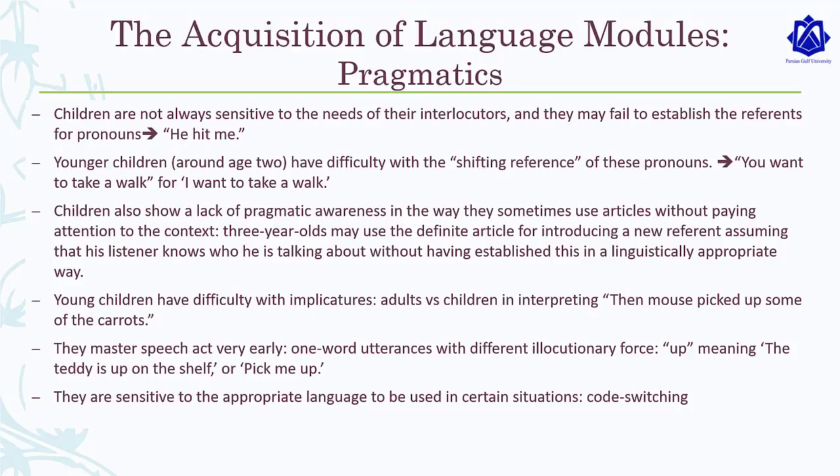For example, you might hear them saying, "He hit me," but then you would not be able to find out who he was. It's not easy to find the reference of the pronoun he. It's because they take it for granted that the adult would know the reference of he by just using it. It seems as if they are using he in a similar way to a proper noun.